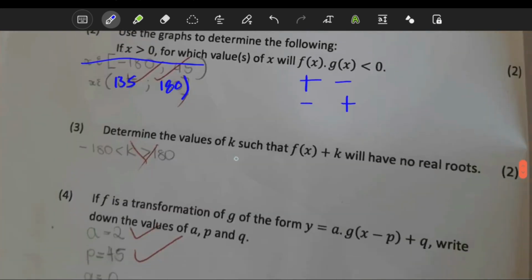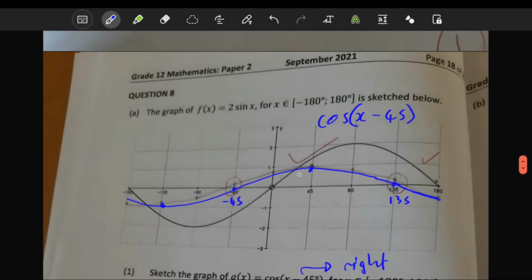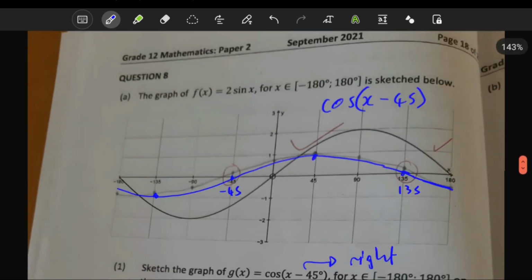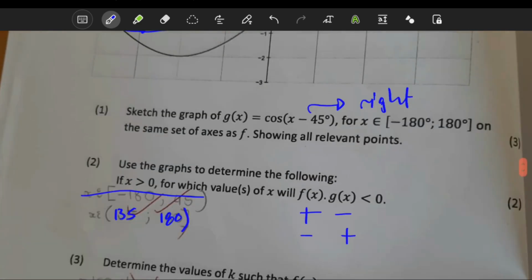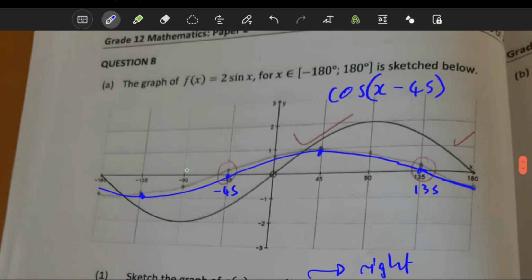Then it says determine the values of k such that f of x plus k will have no real roots. So the graph of f of x is just this black sine graph here. So for this graph to not have any real roots, it means you either have to move it up until you don't have any x-intercepts anymore, and you need to move it at least 2 units upwards, right? So if you think of it, you either have to move it at least 2 units upwards, it's not going to have any x-intercepts, or you need to move it at least 2 units downwards, it's also not going to have any x-intercepts.